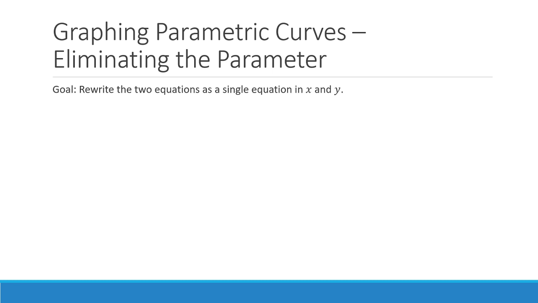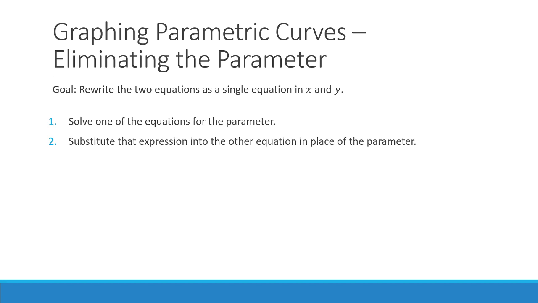The way that we eliminate the parameter is as follows. First, solve one of the equations for the parameter. It doesn't really matter which one. I would recommend solving whichever one is simpler, but largely up to you. Once you've done that, substitute that expression into the other equation in place of the parameter. This is going to eliminate the parameter entirely, and you're just going to have an equation in x and y. Once you've done that, then solve for one of the two variables and identify the curve.